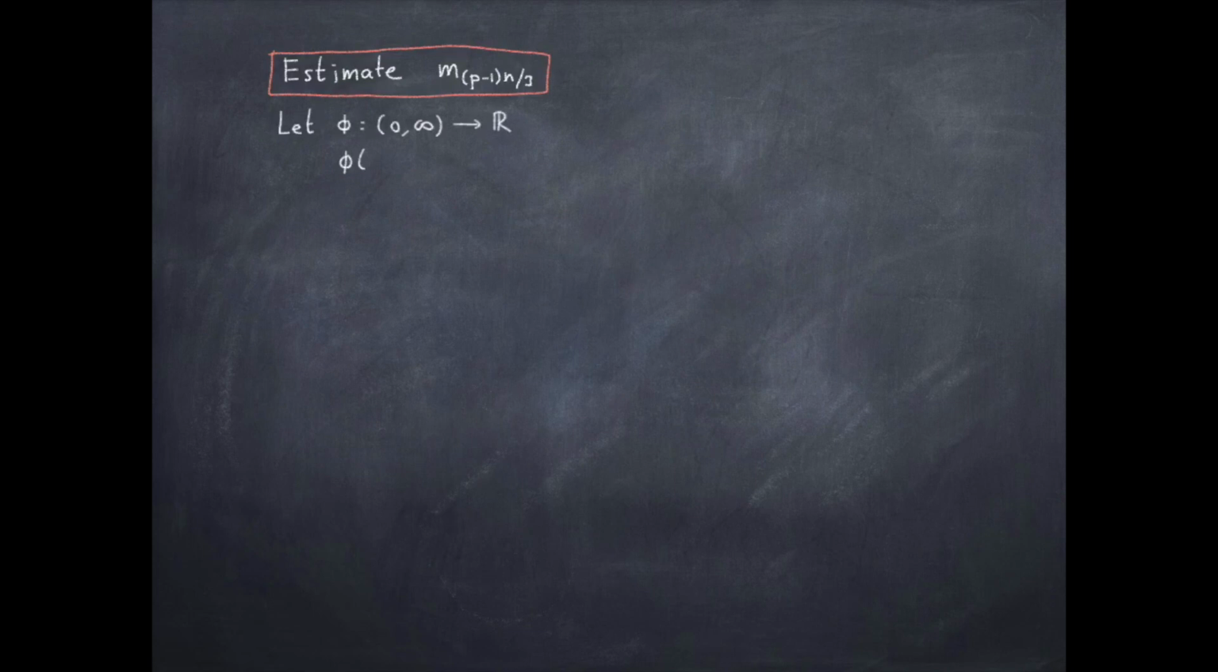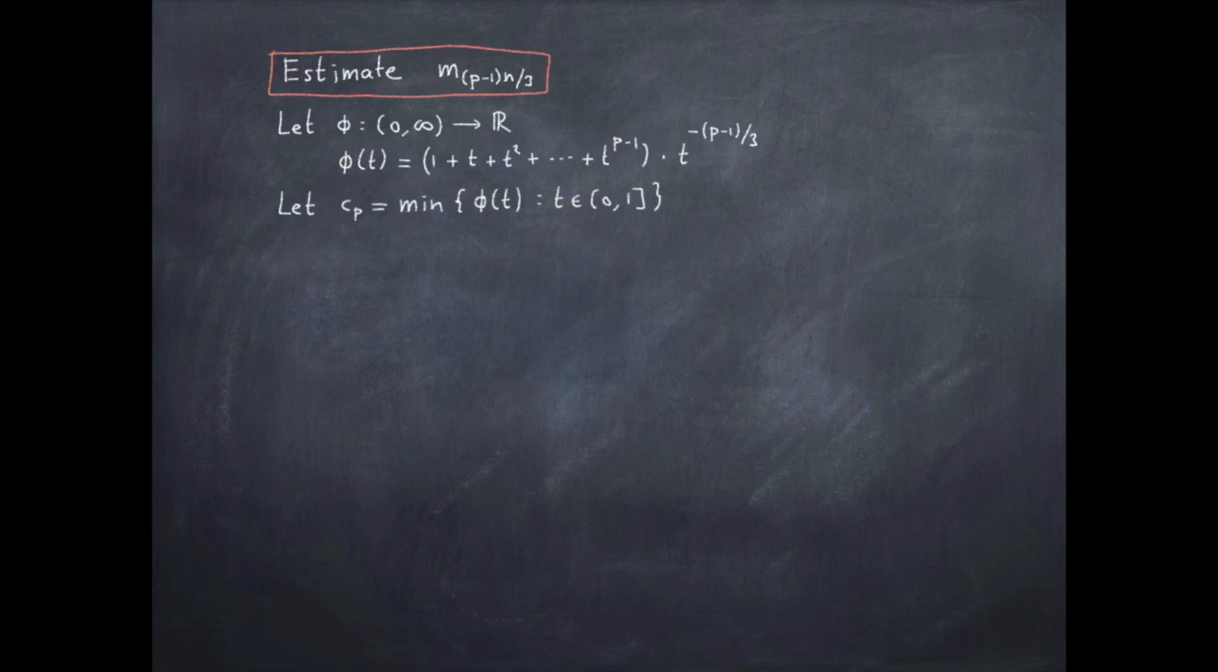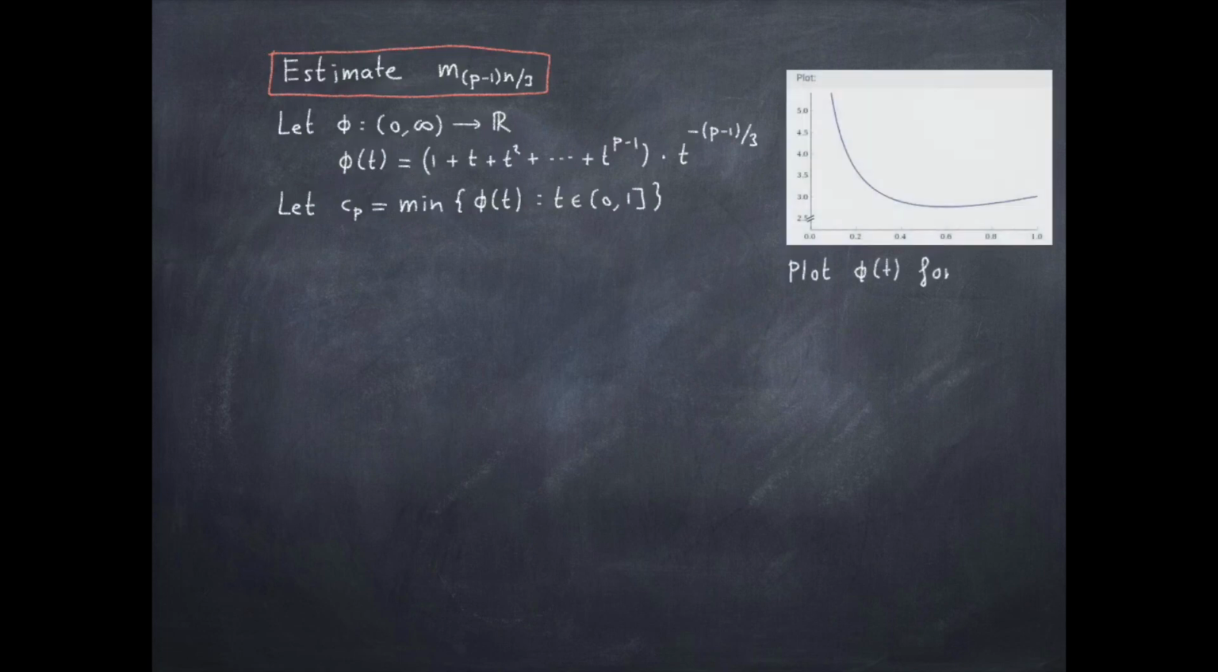To complete the proof of the main theorem, we have to estimate the number of monomials of degree at most (p-1)n over 3. To this end, we define the following function phi. We let c_p be the minimum of the function phi on the half-open interval (0,1]. Here you see a plot of the function phi in the case that p is equal to 3. We now claim that the number of monomials of degree at most (p-1)n over 3 is at most c_p to the power n.